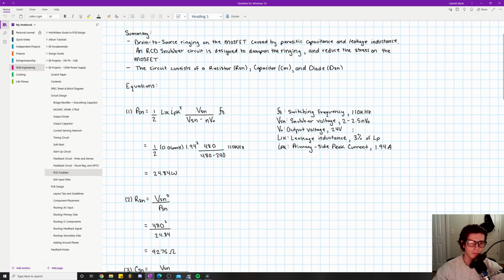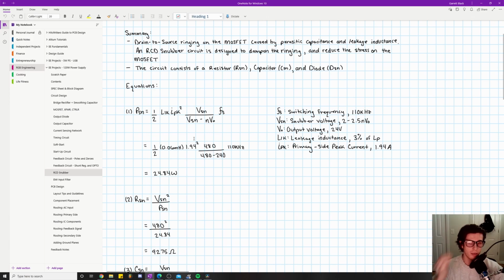V snubber: the application note mentioned to make V snub 2 to 2.5 times NVO, and then NVO is the primary to secondary winding ratio times our output voltage. So we have 10 for our primary to secondary winding ratio and 24 for our output voltage, as was specified. So then you multiply those together, you get 240. So that's where this came from. And then V snubber is 2 to 2.5 times that. So 480 is where that comes from. And then you have FS, which is the switching frequency. So that's kind of where we got all these numbers from.